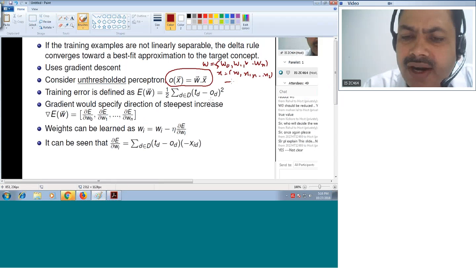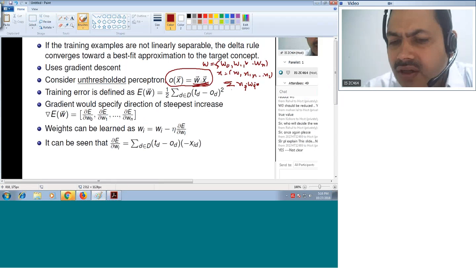So how do you find it? You first find the summation of x0 w0, xi wi. You find the summation. You know that you find the summation. Say yes, that you know this.